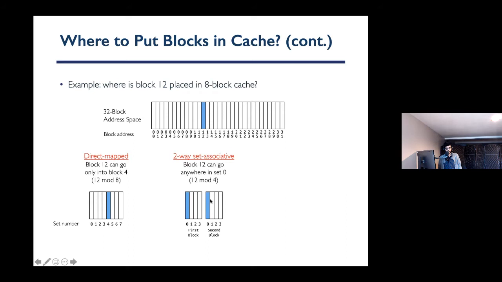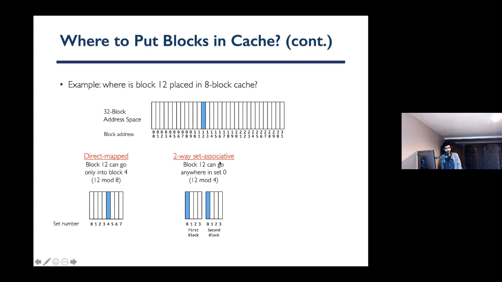I just divided my cache into 2. So I have 2 sets. Sorry, I apologize. I have 4 sets, and each one of them has 2 blocks. So these are set numbers 0, 1, 2, 3, 0, 1, 2, 3. So 4 sets. And as you can see, there are 2 memory blocks with set 0, and there are 2 memory blocks with set 1, and there are 2 memory blocks with set 2, 2 cache blocks with set 3, right?